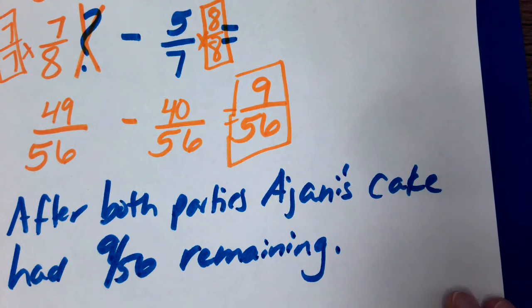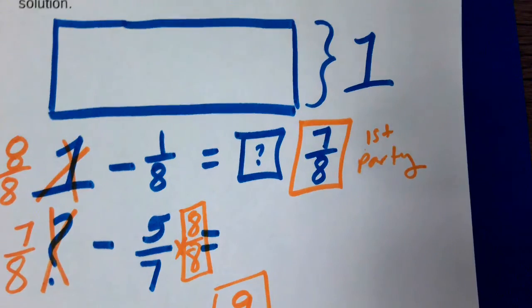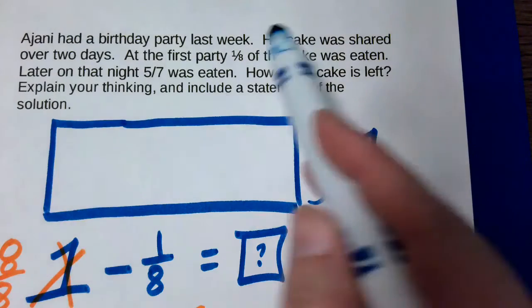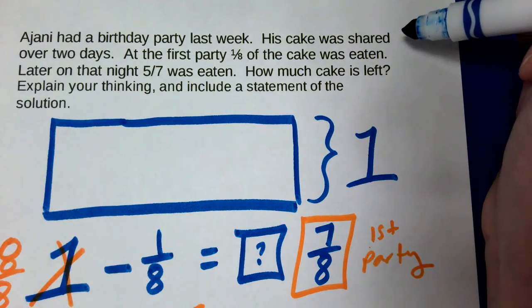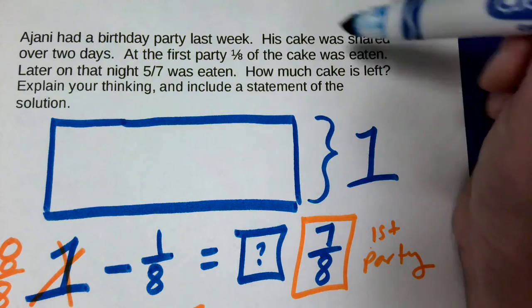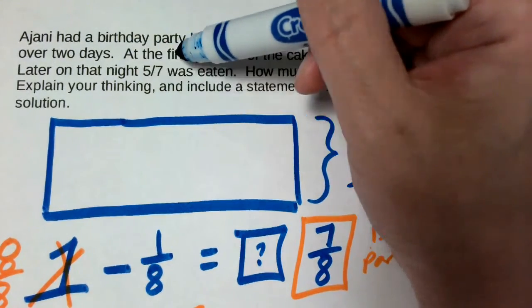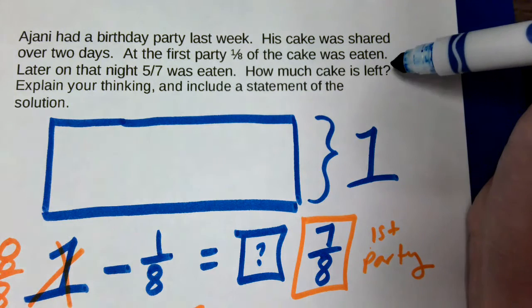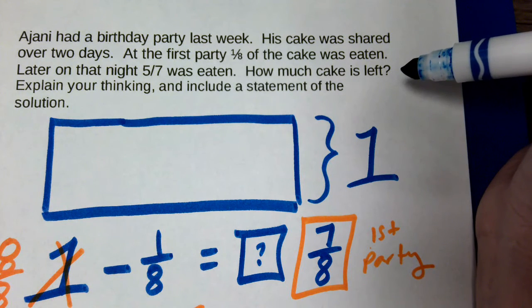Okay, so I'm going to go ahead and check that just to make sure I did what I needed to do. He had a birthday party last week. It was shared over 2 days. At the first party, 1/8 of the cake was eaten. Later on that night, 5 sevenths was eaten. How much cake is left? Explain your thinking and include a statement of the solution.